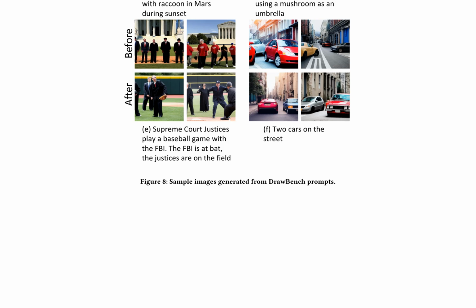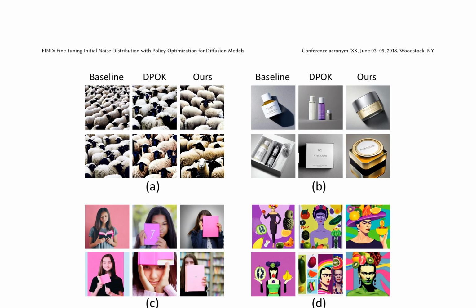The authors also provide sample images generated from DrawBench prompts, showcasing the diversity and complexity of the generated images. The research paper presents a novel approach to fine-tuning initial noise distributions in diffusion models using policy optimization, dubbed FIND. This method enables the generation of high-quality images that match user-provided prompts. The authors demonstrate the effectiveness of FIND through various figures showcasing diverse styles, compositions, and themes, ranging from surrealistic to photorealistic. The results highlight the ability to capture complex prompts and exhibit high levels of realism.